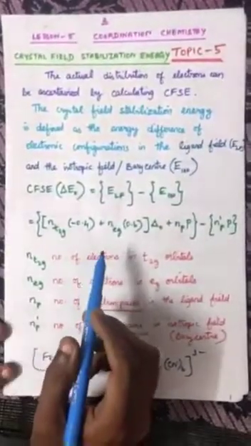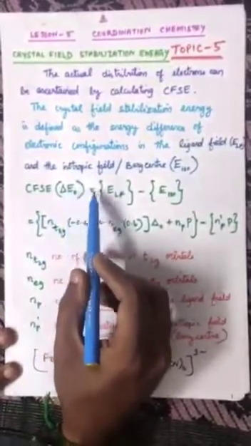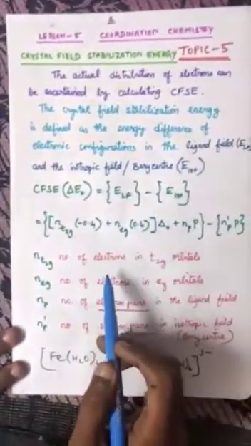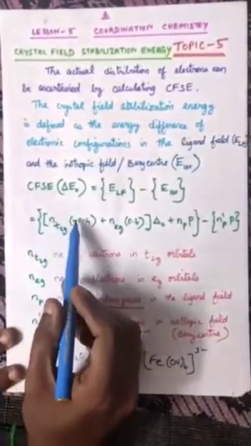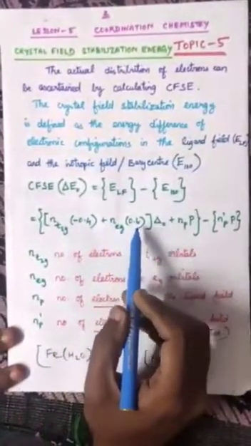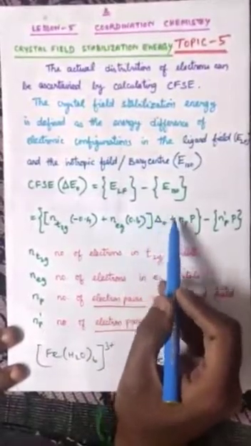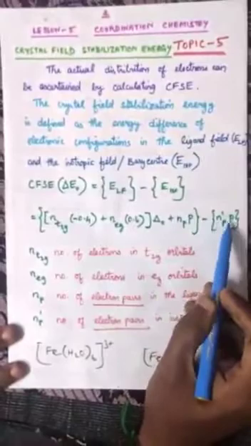What is the formula to calculate crystal field stabilization energy? Delta E naught, E of O, is equal to the energy of the ligand field minus the energy of the isotropic field. This is expanded as n_t2g into minus 0.4 plus n_eg into 0.6, into delta O, plus n_p into P minus n'_p into P.